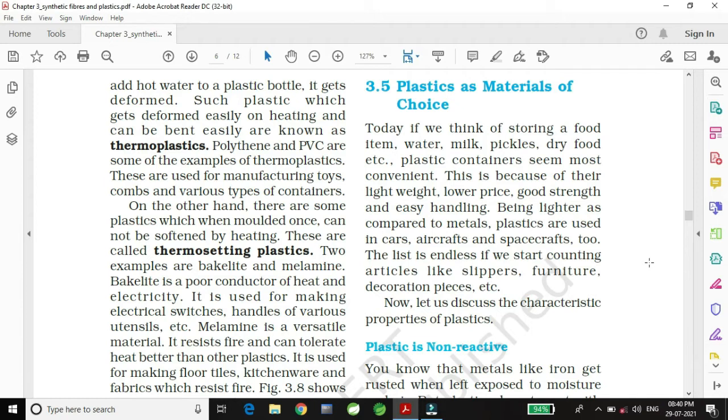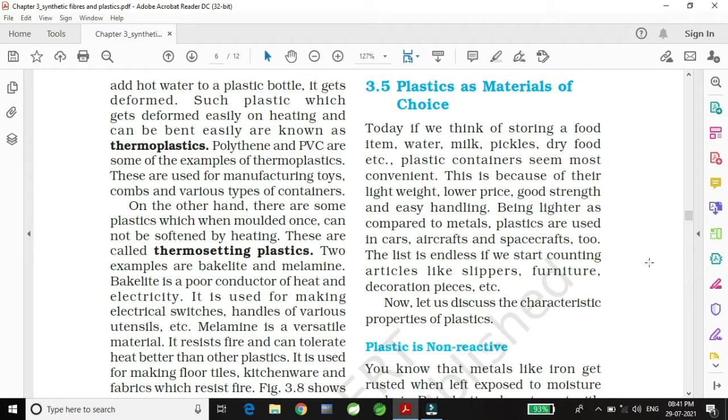Such plastic which gets deformed easily on heating and can be bent easily is known as thermoplastic. So what is thermoplastic? It is the plastic which can be bent easily on heating. Polythene and PVC are some of the examples of thermoplastics.